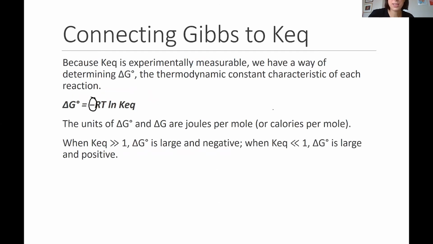What did I just say? When Keq is big, delta G is negative. So big Keq, lots of products, that means it's exergonic. Again, that makes sense. You made a lot of products. That means your reaction is driving, it's going forward, it's making energy, it's making products.